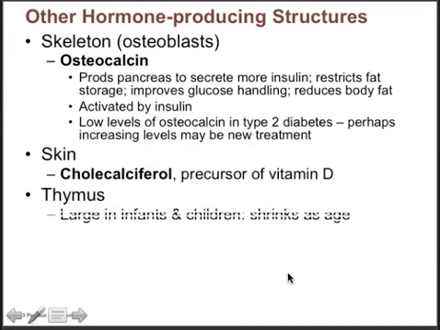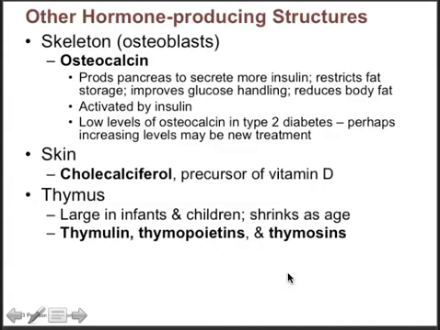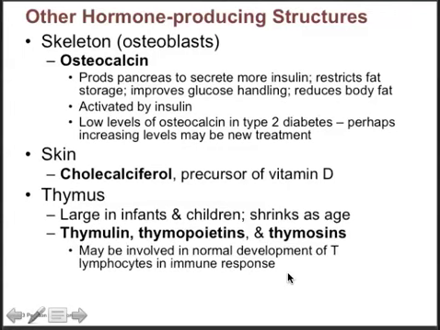The thymus is the area of T cell maturation. Remember that T cells are one of our disease fighters. It tends to be rather large in infants and children. It shrinks as we age, and it produces the hormones thymulin, thymopoietin, and thymosins. These may be involved in the normal development of T lymphocytes in the immune response, and they're classified as hormones, but they act via a paracrine route.